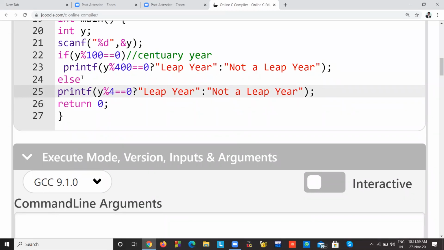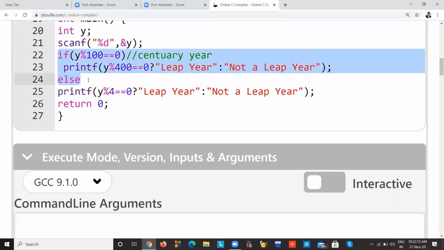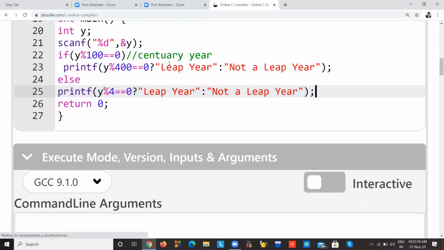Clear? Still we can reduce this, because again this is an if else. Where there is an if else, we can use the ternary. And see another thing: here we have leap year, not a leap year, and here also leap year, not a leap year. We are repeating, so we can reduce this further. Any idea here?